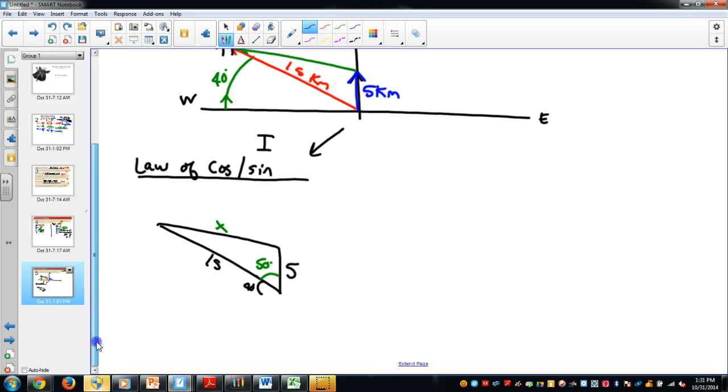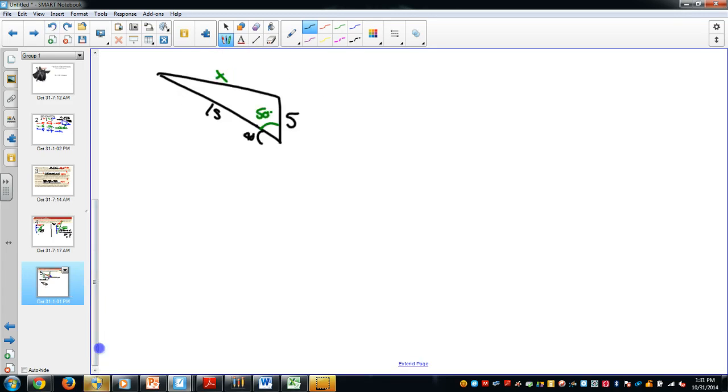Because I'd have to declare which one is A, B, and C. So it goes like this: A squared plus B squared minus 2AB cosine C equals C squared. Remember that C, whatever side I decide to make C, always has to go across from the angle you know. So that has to be C. This has to be A and B. And remember that A and B, it doesn't matter, you can switch those around, but C has to be that one.